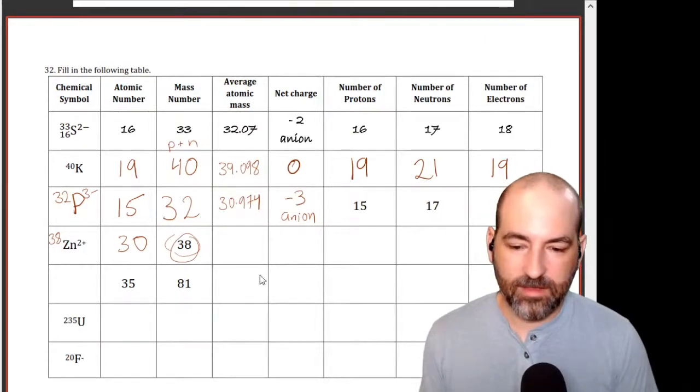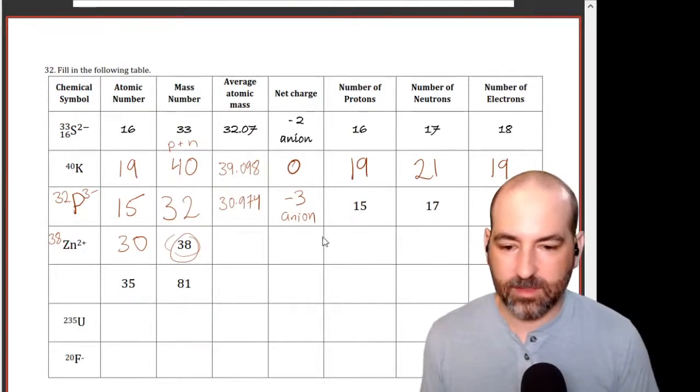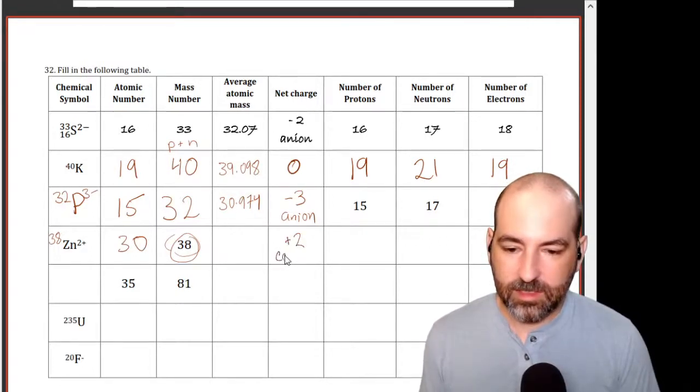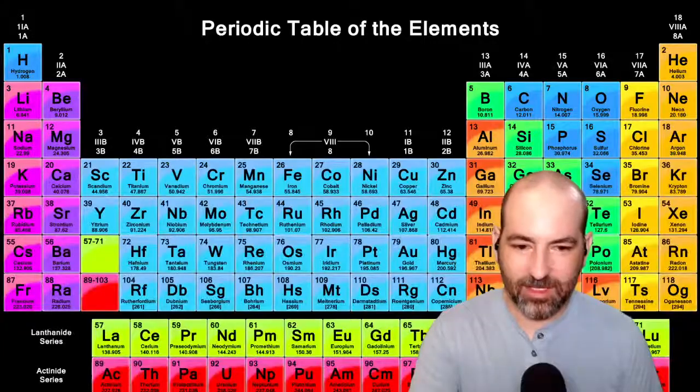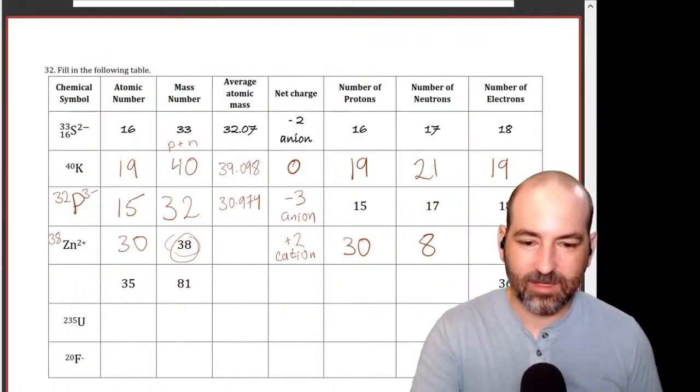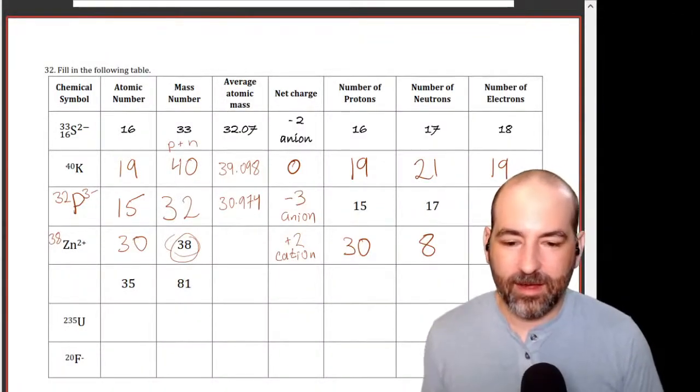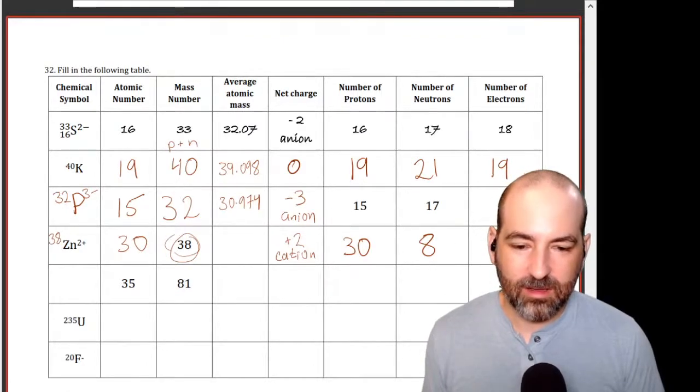We got 30. You can find these from the periodic table, so I'm not going to bother filling those in. This is a +2, so that makes it a cation. Our atomic number is 30. Our number of neutrons is 8, which is not realistic, but that's fine. I'm going to double check that. And then our number of electrons must be 28.